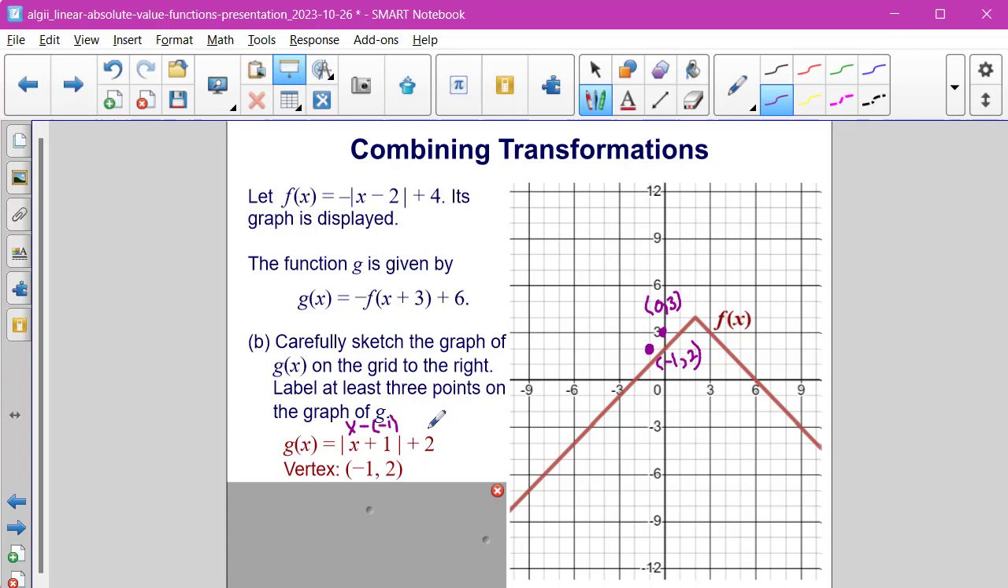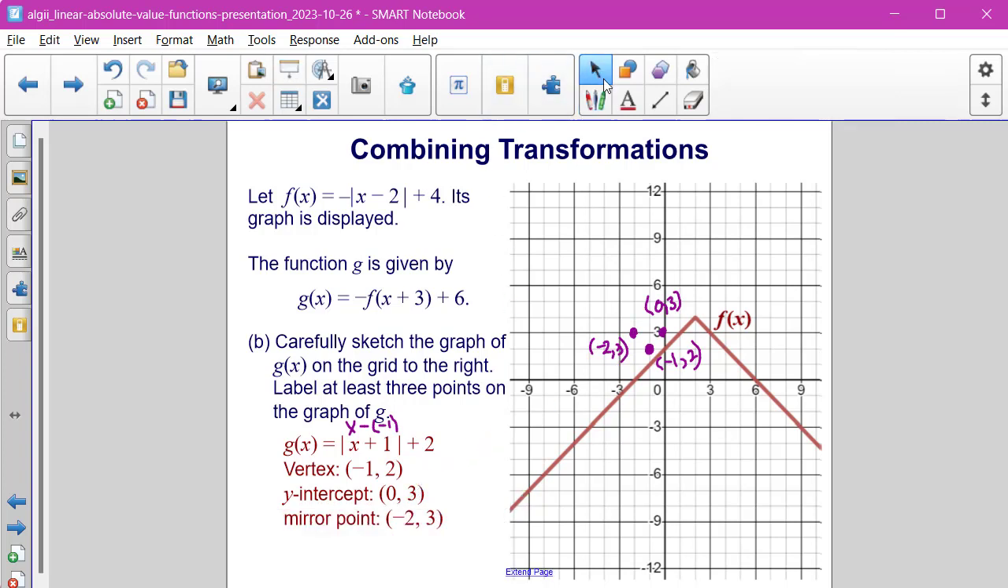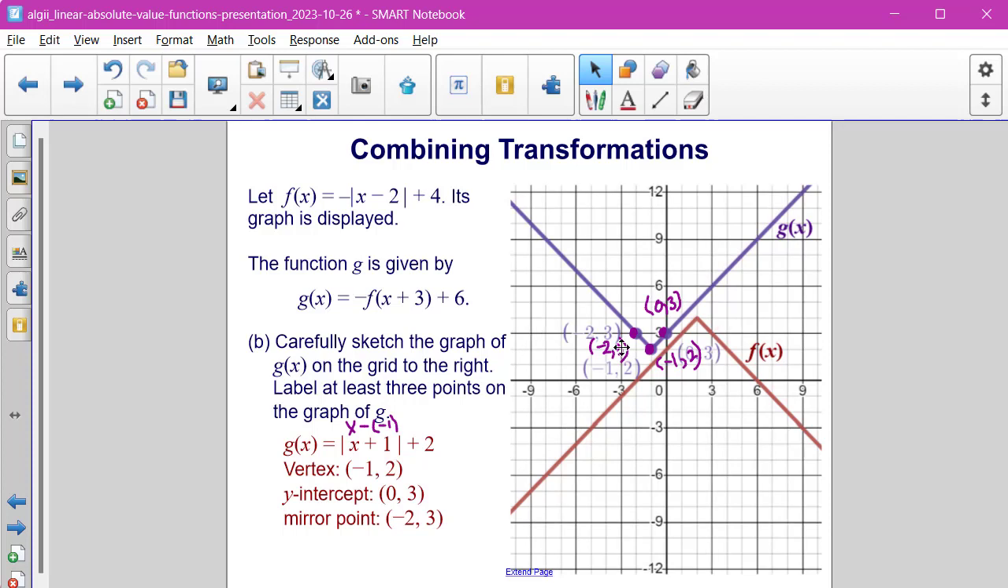So if we do the y-intercept and then its mirror point, the mirror point is going to be -2, 3. And we can double check that. -2 plus 1 is -1. Its absolute value is 1. And then if we add 2 to that, we get 3. So we have -2, 3 as our mirror point. And now we can graph this function. And we can see that these 3 points, our g of x function goes through them.